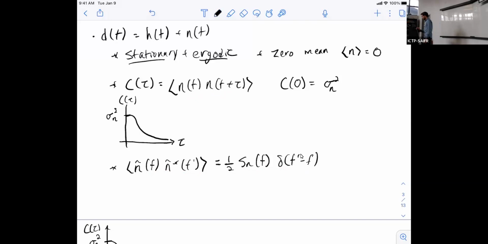Technically speaking, this is the one-sided PSD. And one-sided is just whether or not you're using this factor of 1/2. If it was two-sided, you wouldn't use it. And by convention, we use the one-sided PSD.